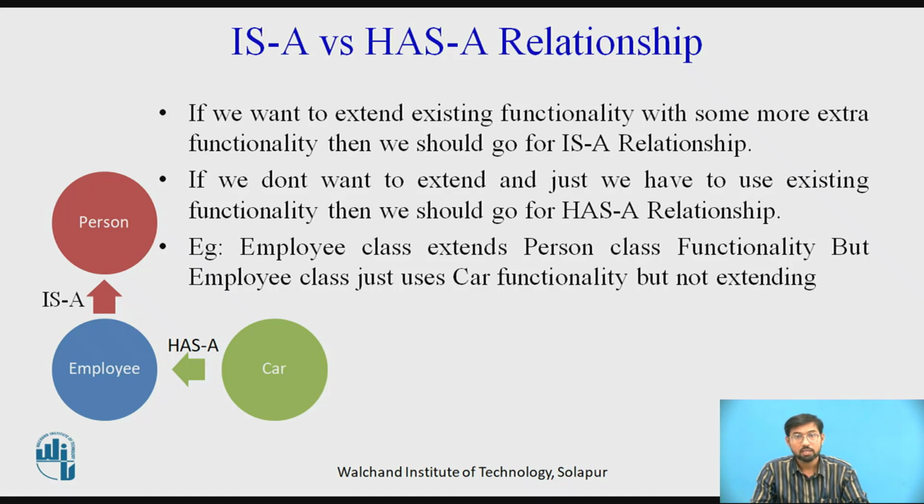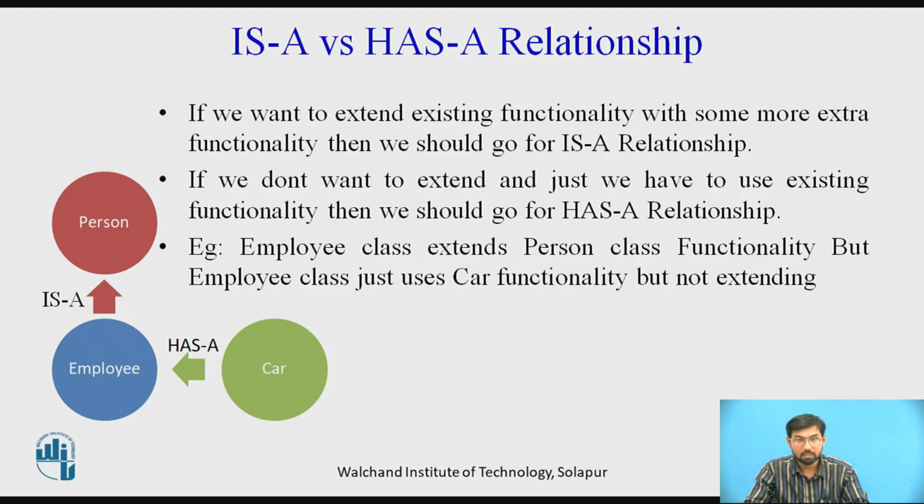If we just want to use the existing functionality, then we should go for the has-a relationship. So employee has a car, so again we can add a function in Python, or we can add a relationship with an employee. For example, the employee class extends the person class functionality, but the employee class just uses the car functionality, not extending it. So you will understand this example again by a Python program.